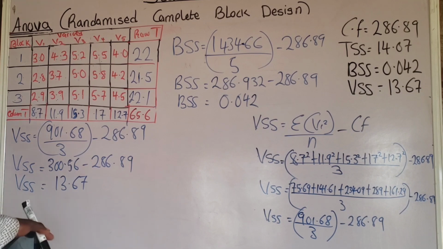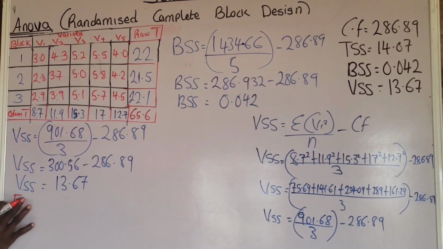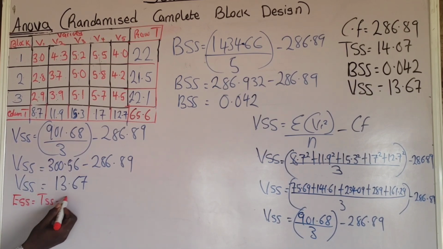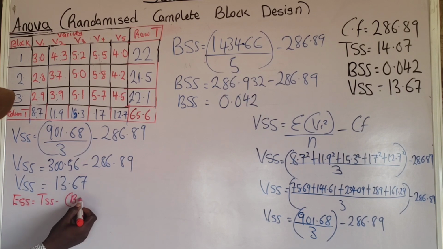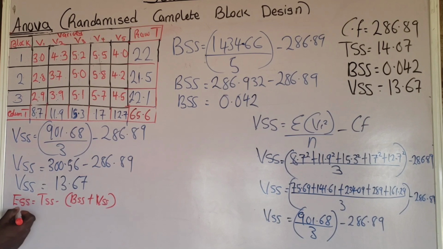Please, are you done with this? Are you done writing this? If you are done, let me erase this so that we can have space to calculate the error sum of squared. Okay? The error sum of squared, please pay attention. The error sum of squared is equals to total sum of squared minus the sum of the block sum of squared and the variety sum of squared. You understand? So the error sum of squared is equals to total sum of squared is what?